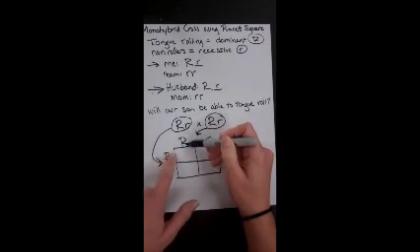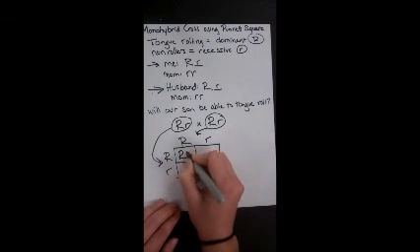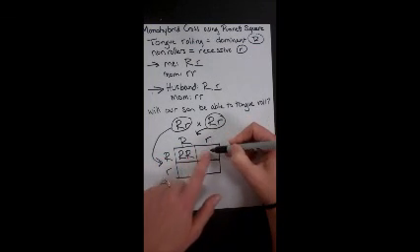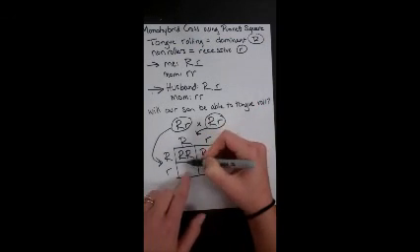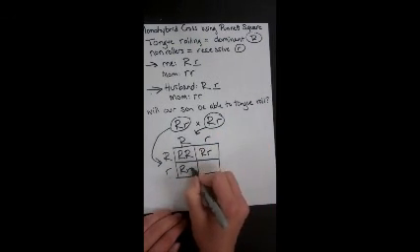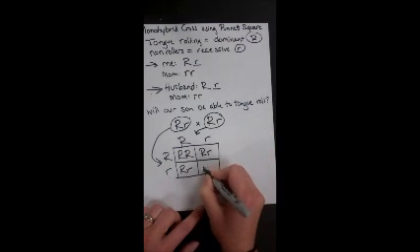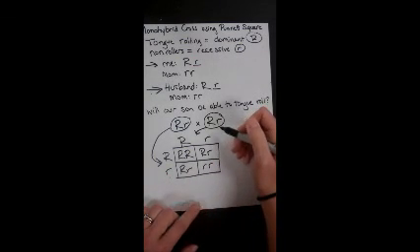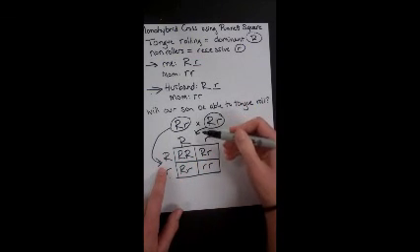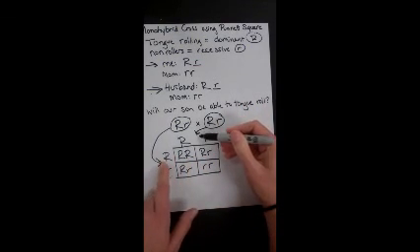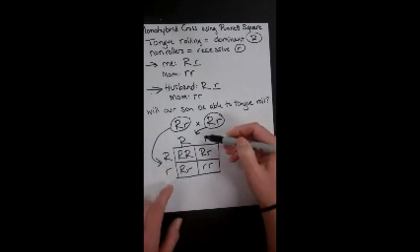So for this box, we combine these two letters. We get big R, big R. In this box, we combine these two letters, big R, little r. Next box, we get big R, little r. In this box, we get little r, little r. Now the point of this is to show the possible outcomes if you cross these two genotypes.